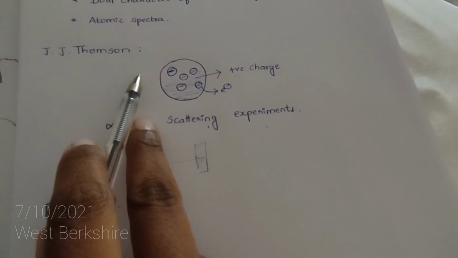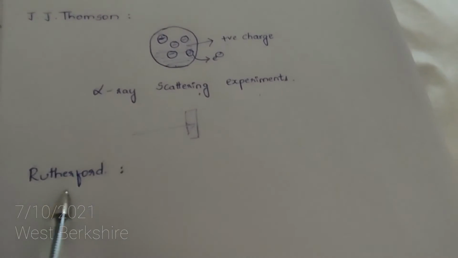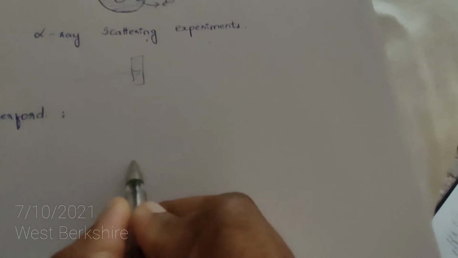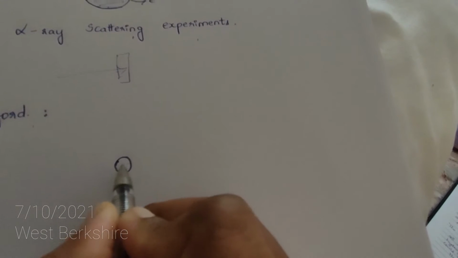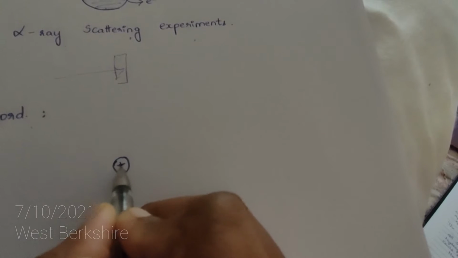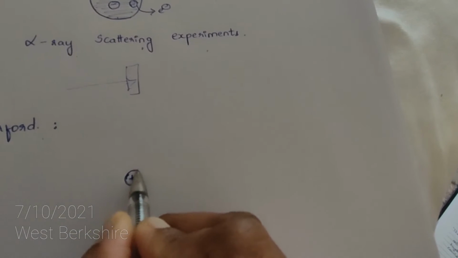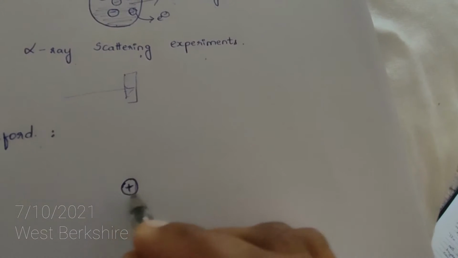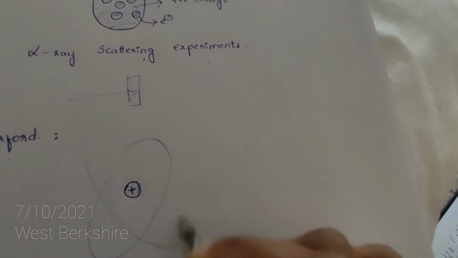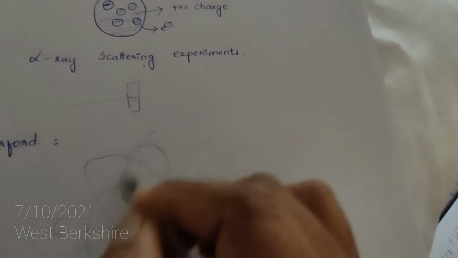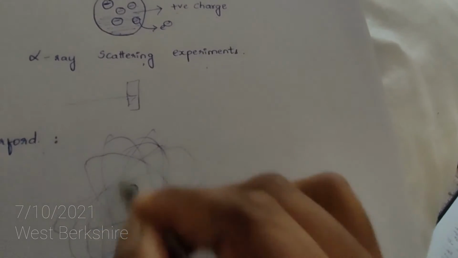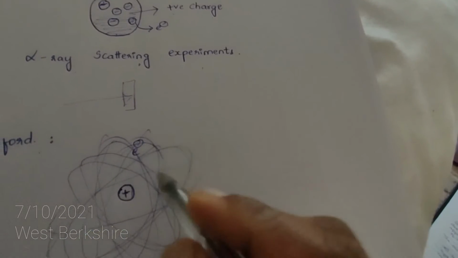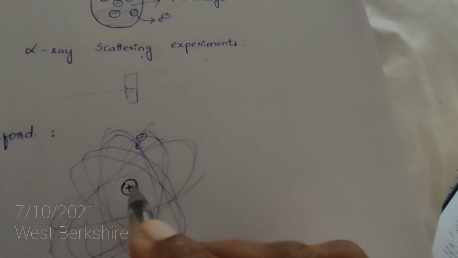So, the Thomson atomic model was proved to be wrong, and then Rutherford proposed his atomic model, considering that the nucleus, that is the central part of the atom, consists of protons and also neutrons. Means the mass is restricted to a small area in the atom, and this nucleus is surrounded by electrons which revolve around it. He doesn't say anything about the orbits. He just said that the electrons revolve around the nucleus.